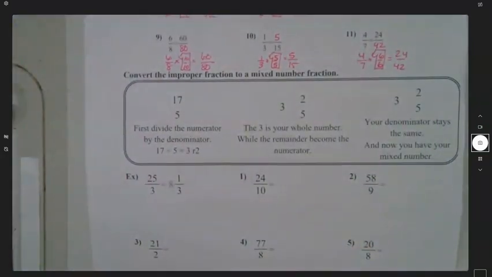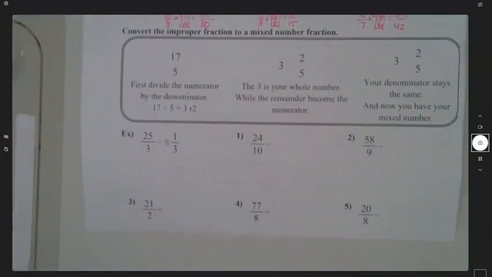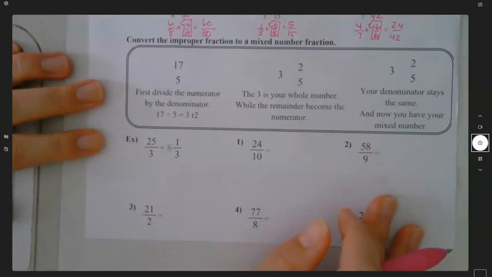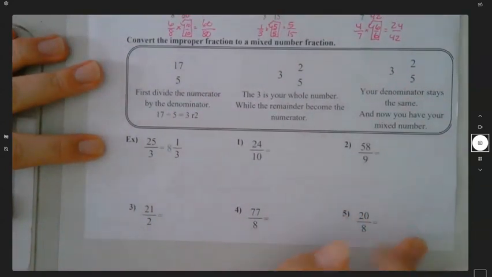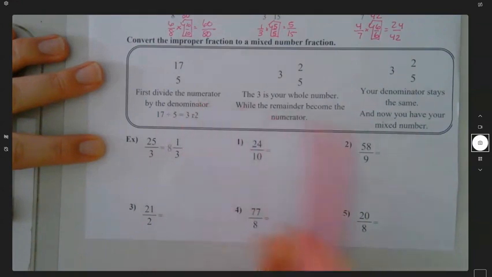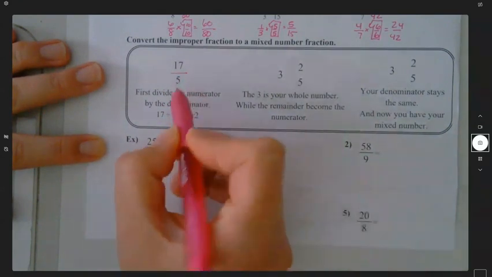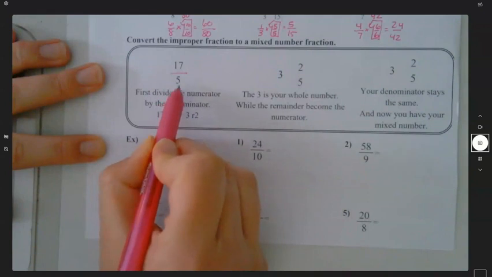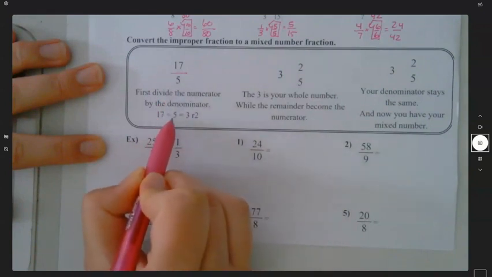All right, now we are going to move on to the bottom half of our page. And the bottom half is converting improper fractions to mixed number fractions. So the top portion here goes over some of the steps. We have 17 over 5. So we first divide the numerator, which is 17, by the denominator, which is this.